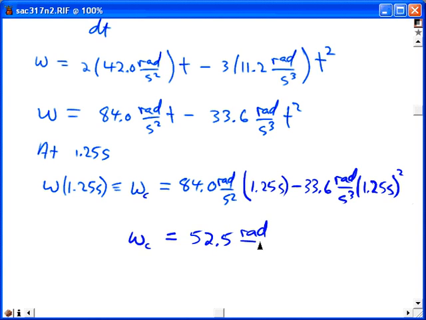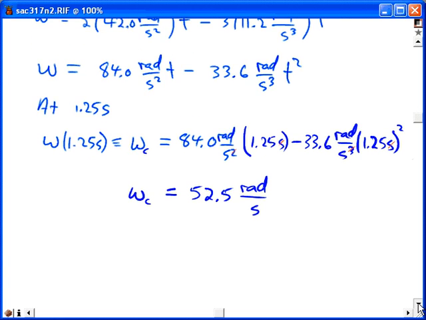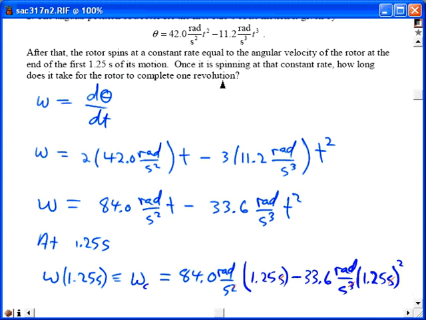radians per second. Check out the units: seconds here cancels out one of the seconds there, and seconds squared there is going to cancel out 2 of these, so it becomes seconds to the 1, so both terms are radians per second, and that's just what I need. Okay, then once it's spinning, how long does it take to complete one revolution?